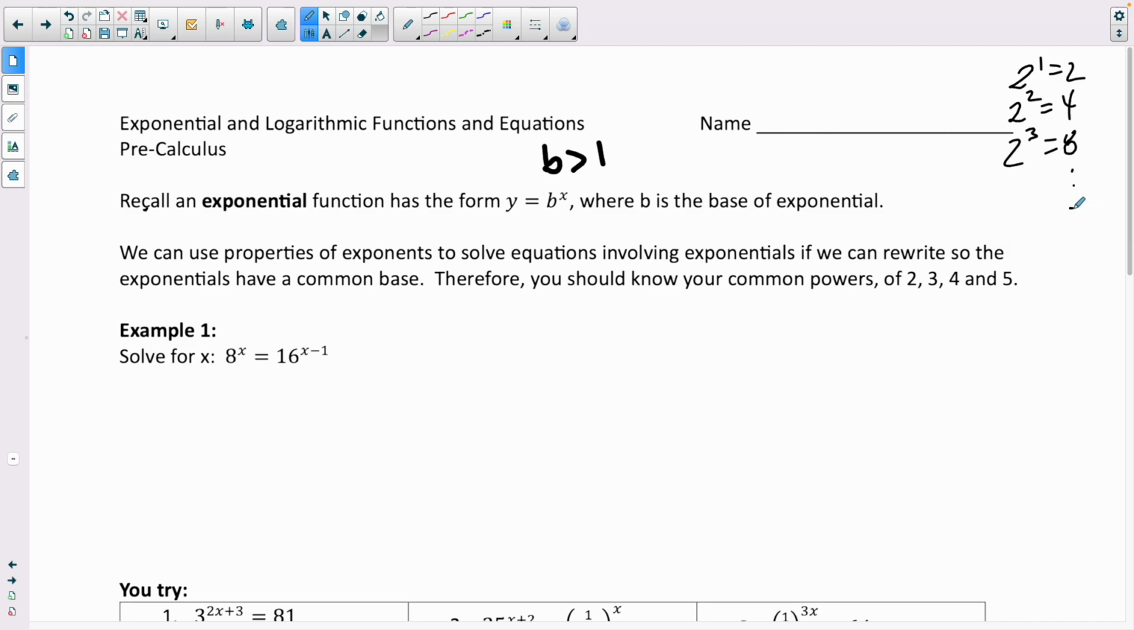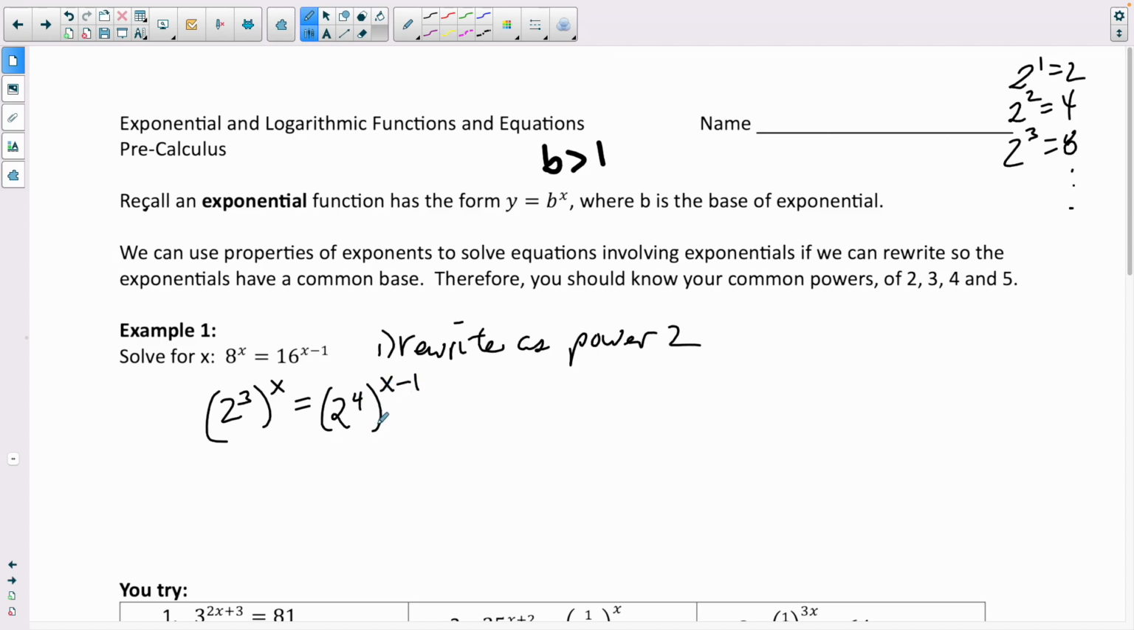All right. So if we look at example 1, we have 8 to the x equals 16 to the x minus 1. You should recognize that 8 and 16 are both powers of 2. So we're going to rewrite the base as a power of 2. I'm going to take the 8 and replace it with 2 to the third, to the x power. 16 is the same as 2 to the fourth, so I rewrite 16 as 2 to the fourth, raised to the x minus 1 power.